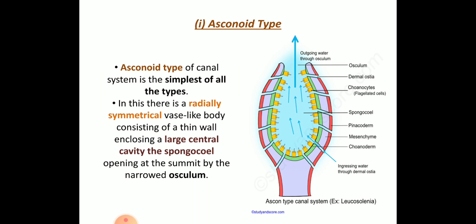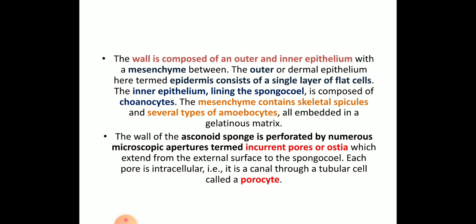So first one, asconoid type. As you can see in this picture, asconoid type of canal system is simplest of all, and it is radially symmetrical. So if you cut it into half, it is radially symmetrical, and they are having the large central cavity called spongocoel, and the opening at the larger part is called osculum, and the walls are mainly composed of outer and inner epithelium, and in between you will be having the mesenchymal layer.